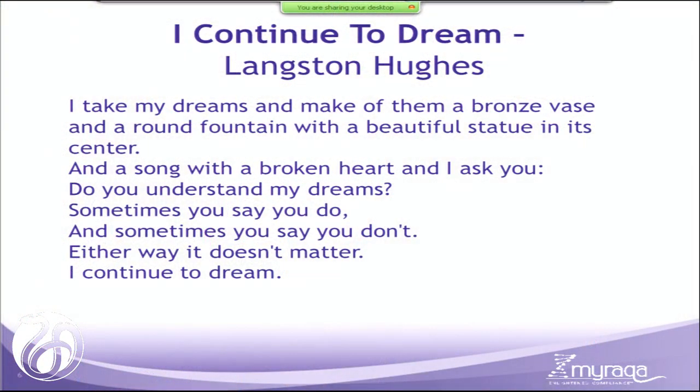One by Langston Hughes. Mr. Hughes, I doubt, was really an aficionado of clinical trials data sharing, but I suspect he was interested in the common good when he wrote, "I continue to dream. I take my dreams and make of them a bronze vase and a round fountain with a beautiful statue in its center, and a song with a broken heart. And I ask you, do you understand my dreams? Sometimes you say you do, and sometimes you say you don't. Either way, it doesn't matter. I continue to dream."